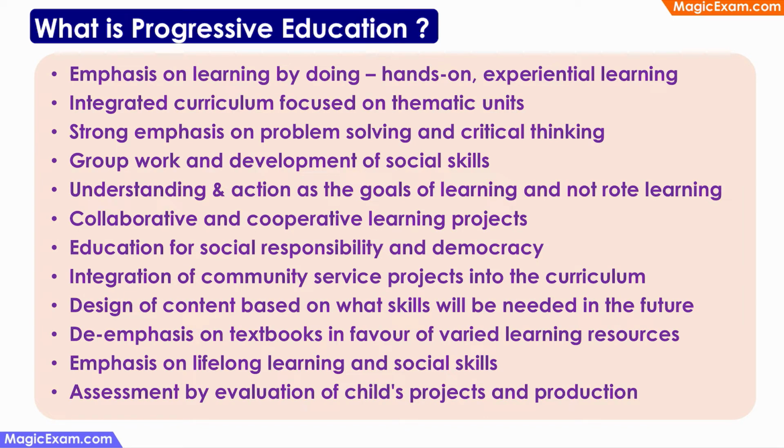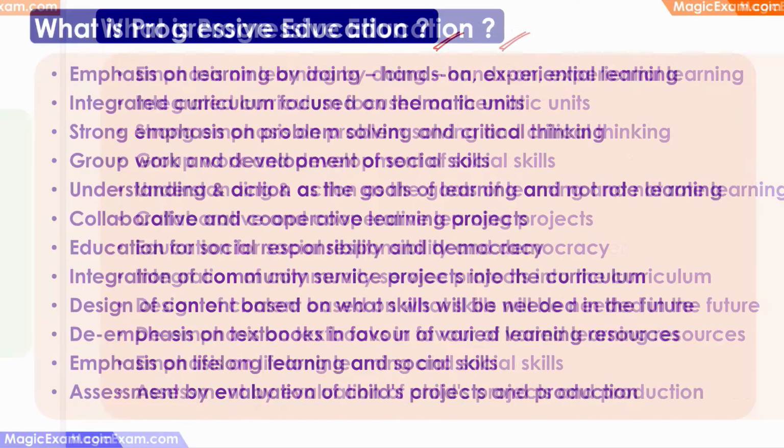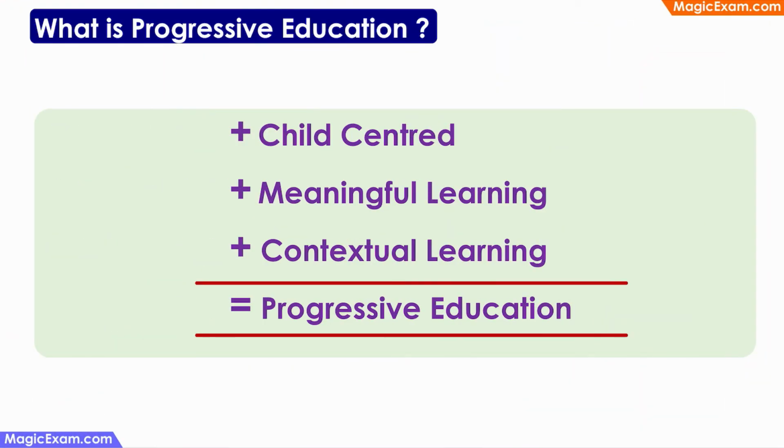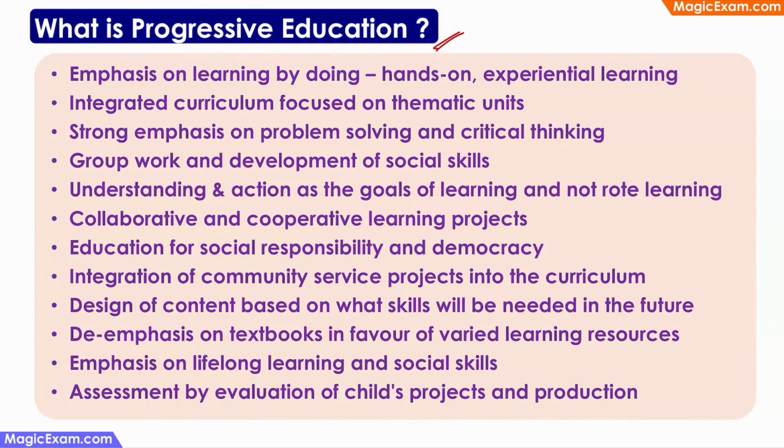All the important theoretical points and definitions about progressive education are listed on this slide. You can pause this video here and read through all of them one by one. Because progressive education is nothing but a combination of child-centric classroom, meaningful learning, and contextual learning. We have covered whatever is important in the previous slides. So all this is essentially a summary of what we have learned so far. So you can pause this video and read through all the points for the sake of a revision.